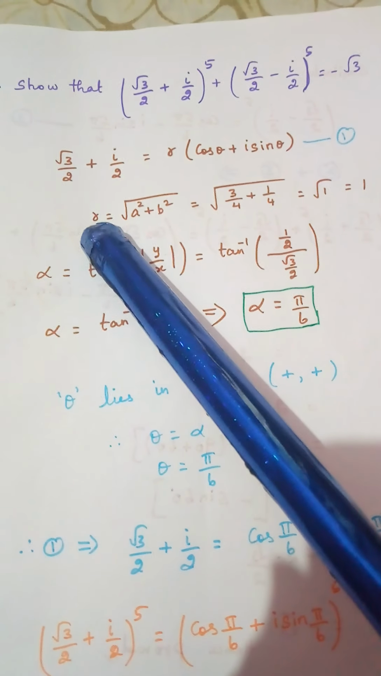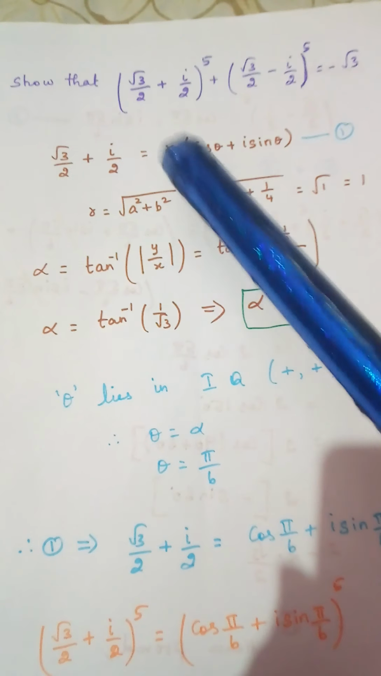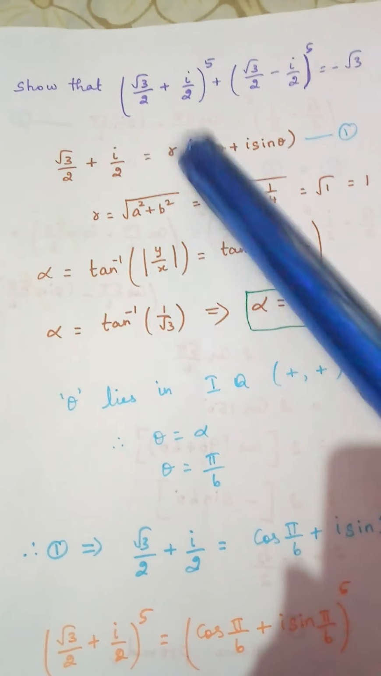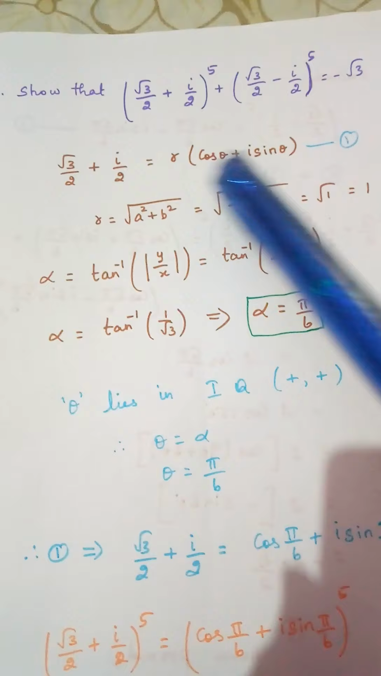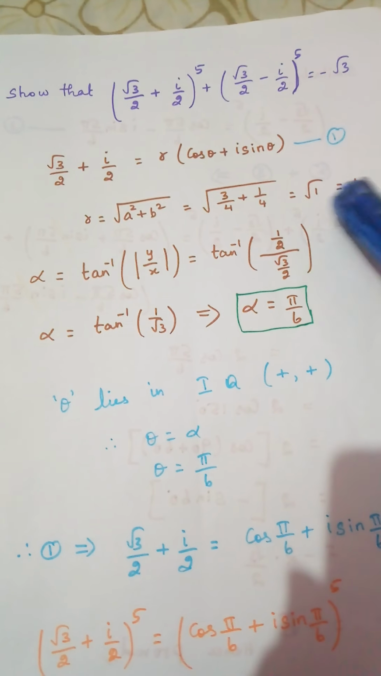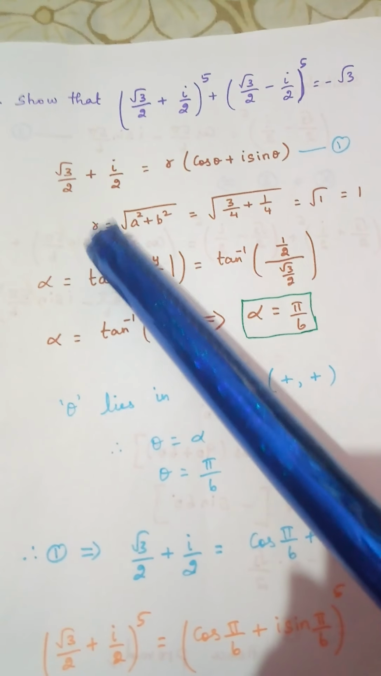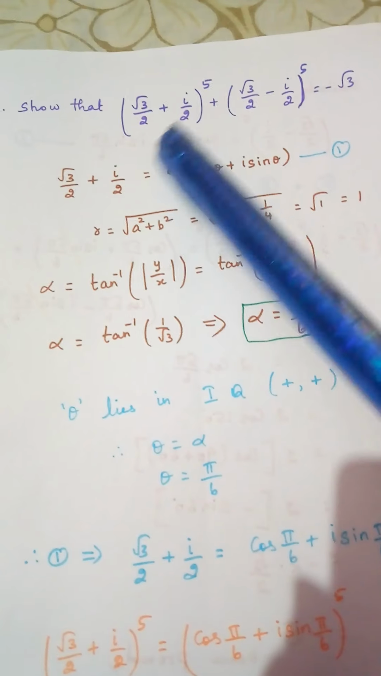You know very well what r is. The formula is the root of real part square plus imaginary part square. The real part is root 3 by 2; squared, that is 3 by 4. The imaginary part is 1 by 2; squared, that is 1 by 4. Simplifying, the answer is root 1, which is equal to 1. So we found the r value. r is nothing but the modulus.